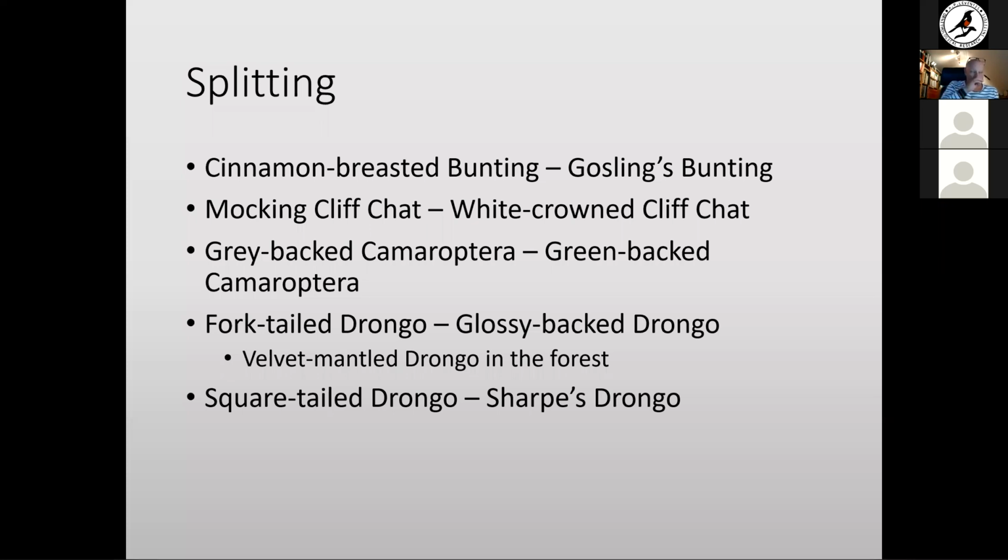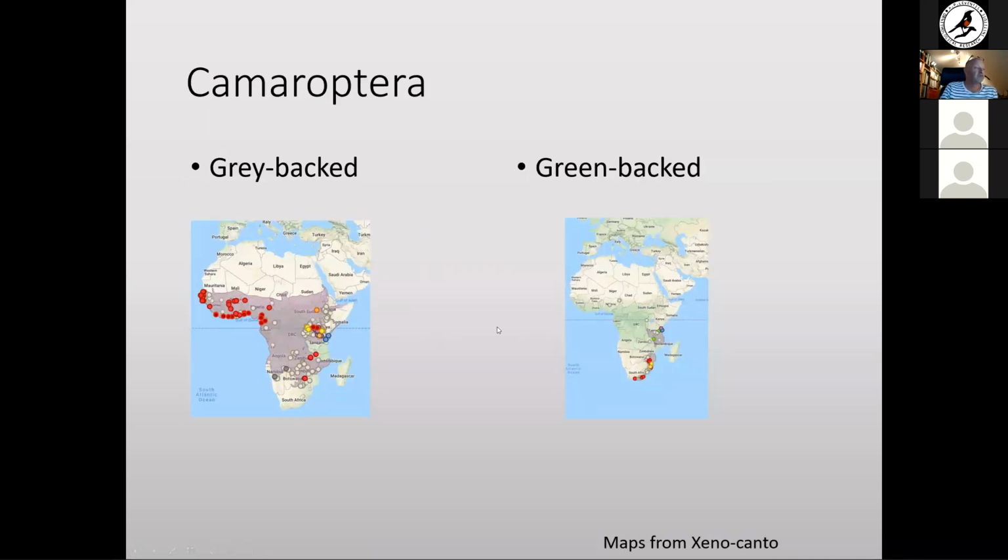Square-tailed drongo that you have in the forest also moves a bit with the range, so you can see it in more forested places of Plateau, for example. But square-tailed drongo is now split to sharp drongo. So if you see any drongo in Nigeria, it should be labeled as sharp drongo. So here just to show that grey-backed camaroptera is a camaroptera that is in most parts of Africa. Green-backed camaroptera is confined to East and Southeast Africa.